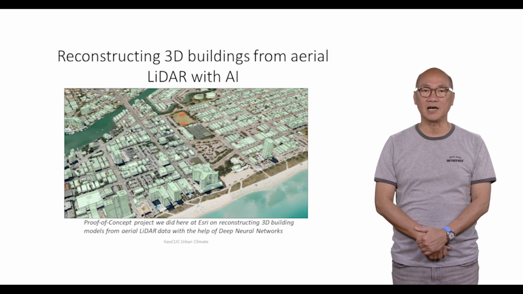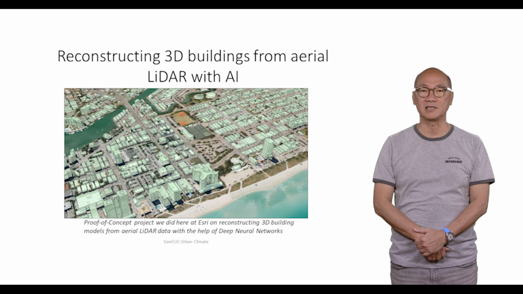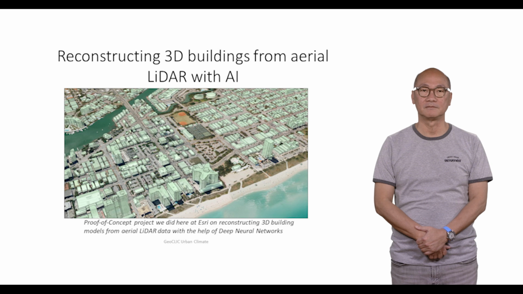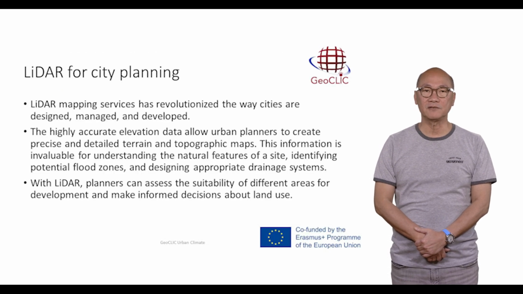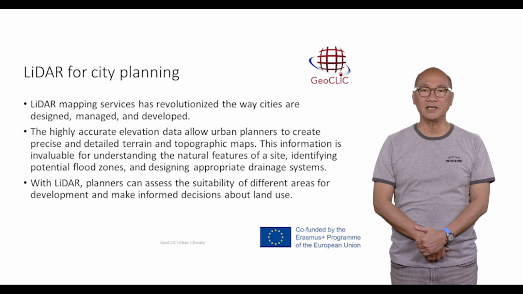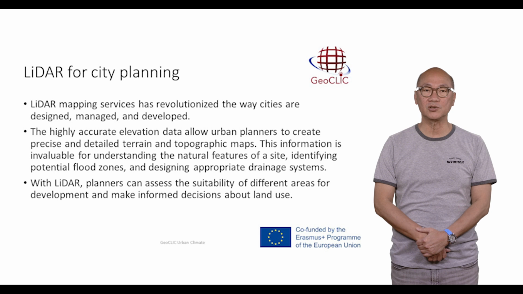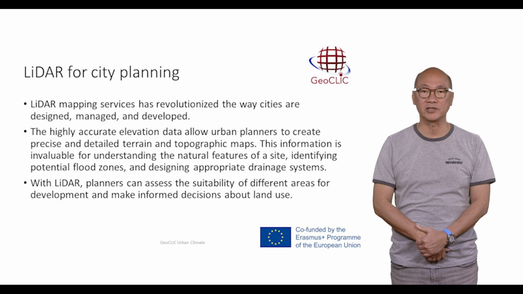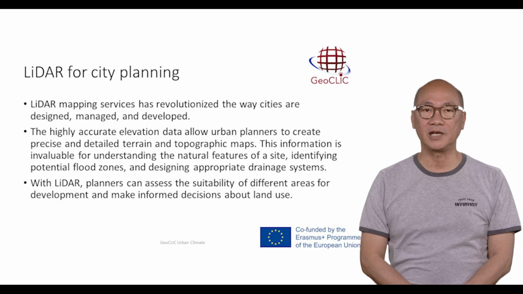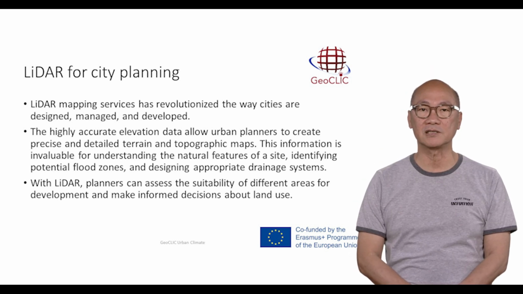This slide shows an AI product of 3D models of all the buildings in a city. It will be very useful for climate adaptation planning. Lidar mapping services can improve the way cities are designed, managed, and developed. The highly accurate elevation data allow urban planners to create precise and detailed terrain and topographic maps. This information is invaluable for identifying potential flood zones and designing appropriate drainage systems. With Lidar, planners can assess the suitability of different areas for development and make informed decisions about land use.